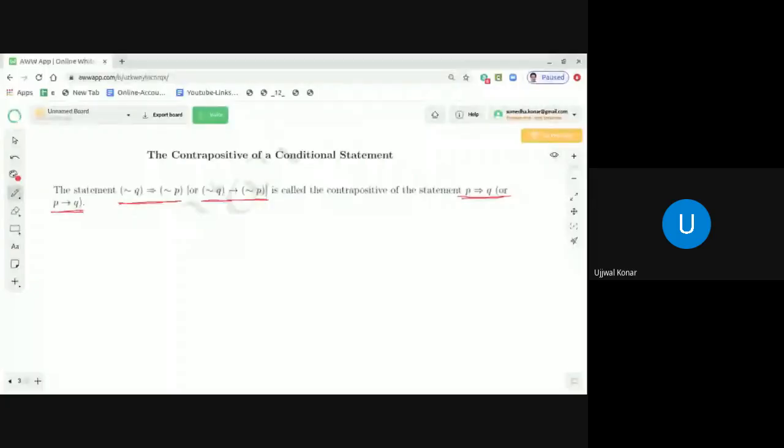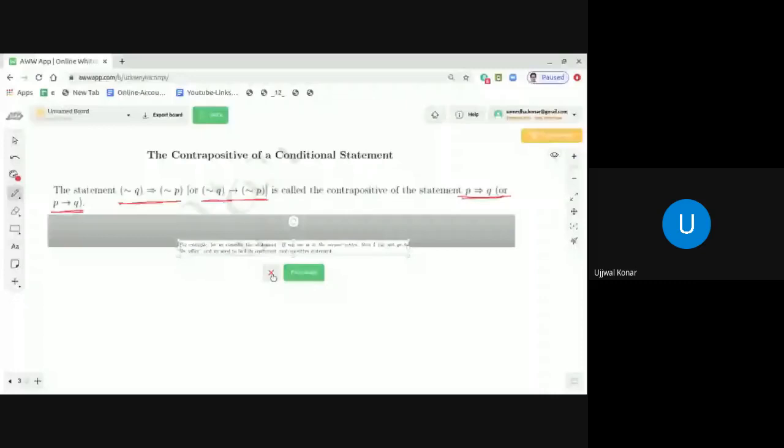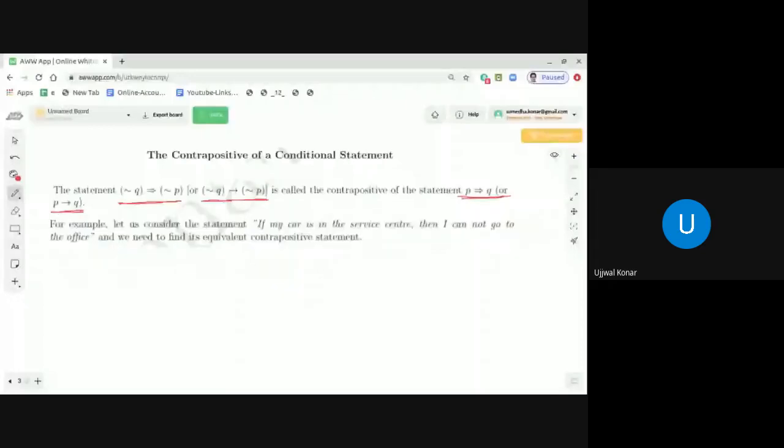Negation of Q implying negation of P, I cannot go to the office. So what I wanted to mean is that if my car is in the service center, then I cannot go to the office. And we need to find the equivalent contrapositive statement. So what will be the contrapositive statement of this statement, that if my car is in the service center, then I cannot go to the office?